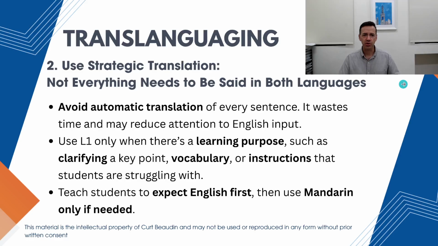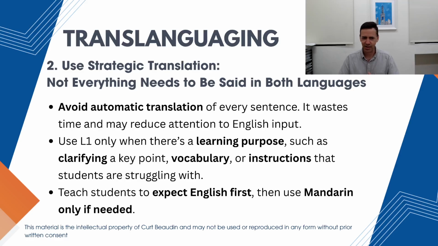Okay. Number 2, use strategic translation, okay? Not everything needs to be said in both languages. And I think this is a very common thing that bilingual teachers do, because they're afraid that their English is not good enough. So even though they say it in English, they switch to Chinese just to make sure their students understand. The second reason is they think their students' English is not good enough. So they say it in English and then they translate to Chinese.